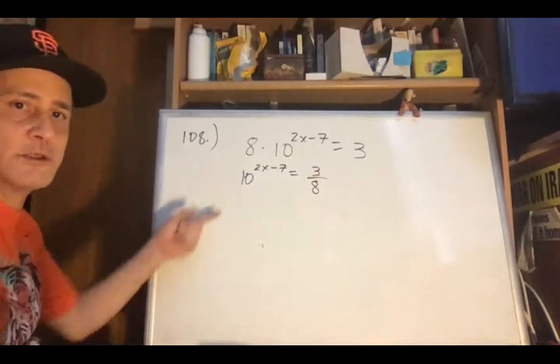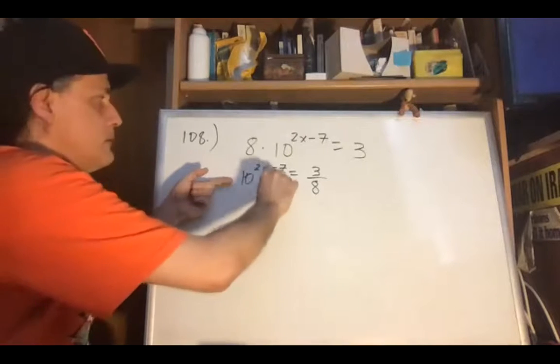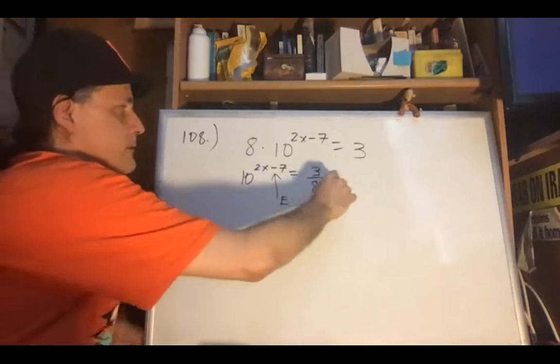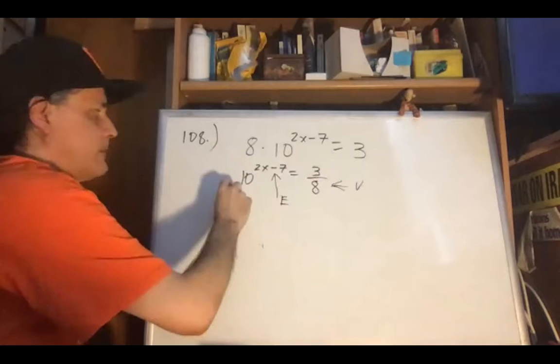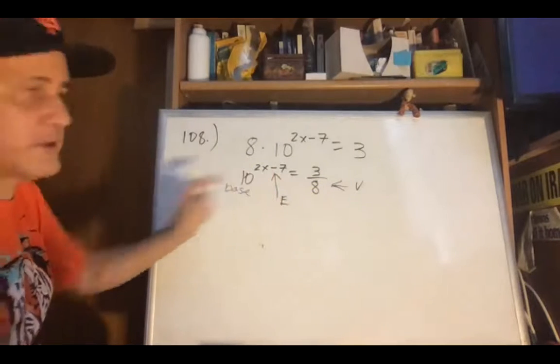Okay, now we can switch this to the logarithmic. The base is 10. That's our exponent, and that's our value. Okay, so the log of the value is going to equal the exponent.